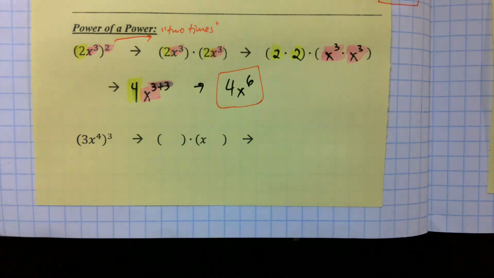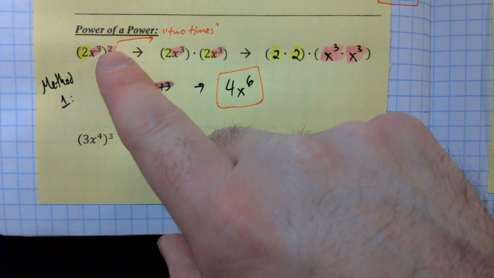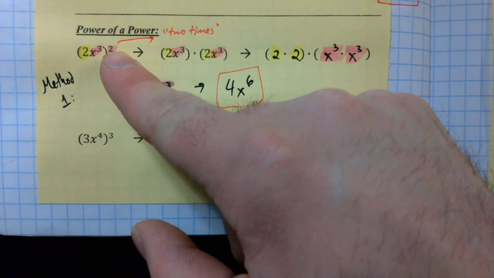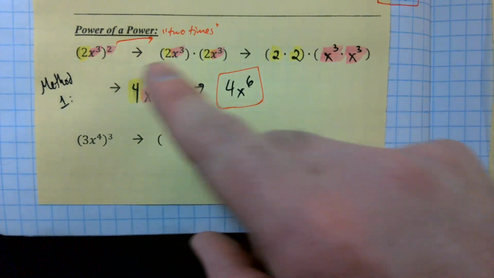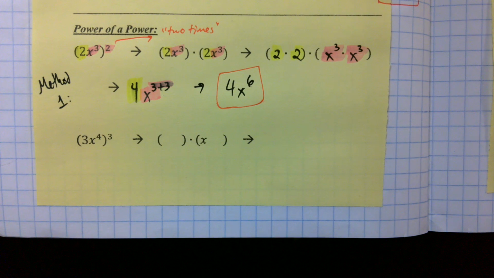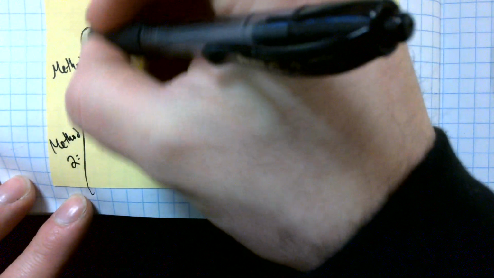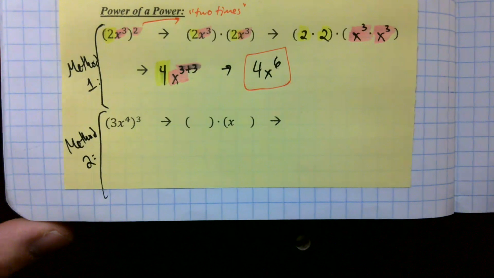Now this way, we'll call this method 1. It's not as practical as what we're about to talk about with method 2. Method 1 really only works if I have a low exponent on the outside. If I had a 6 out here, you think I'm going to write this out 6 times and then write 2 times 2 times 2 times 2 times 2 times 2? No, I don't have time or energy for all that. Method 2 is what I want you to do. Here's method 2. You guys ready?